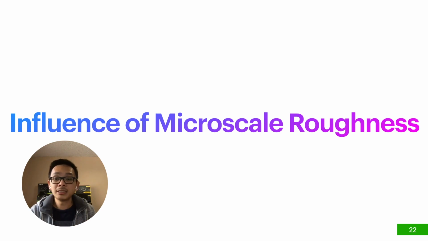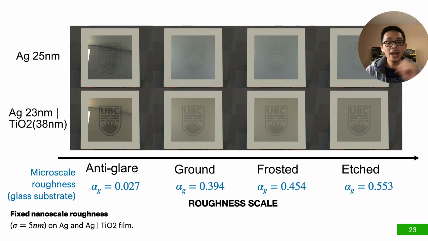Since this is a multi-scale roughness, it allows us to combine both nanoscale and microscale roughness to see how the different appearances look on different substrates. For example, we have four types of substrate here: anti-glare, ground, frosted, and etched glass. We can see a clear pattern that the reflection highlight disappears with the increase of the nanoscale roughness.